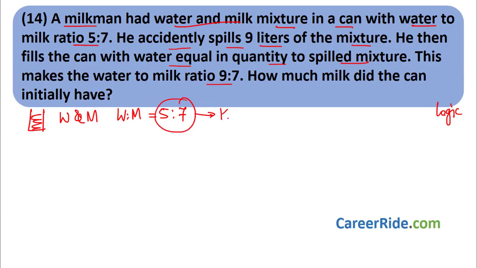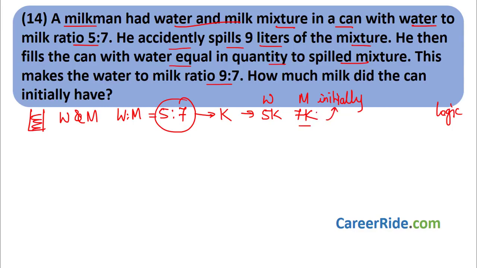So how to find the actual quantities? Let us assume the common factor to be K. Actual quantities would be 5K and 7K. This is the amount of water, and this is the amount of milk initially. So if we find the value of K, we can simply multiply it by 7 and get the amount of milk which the can had initially.